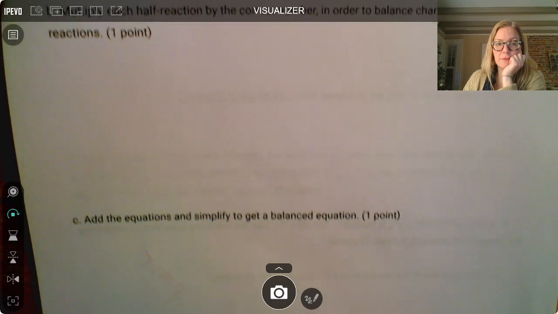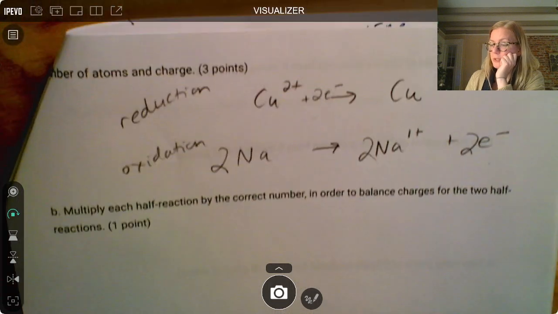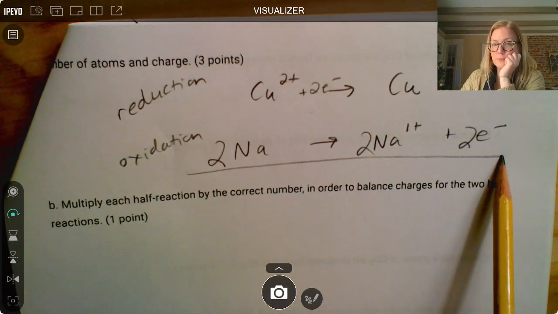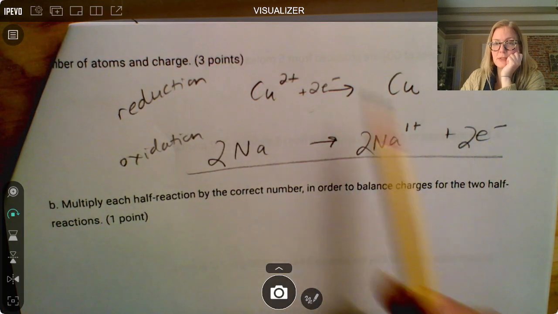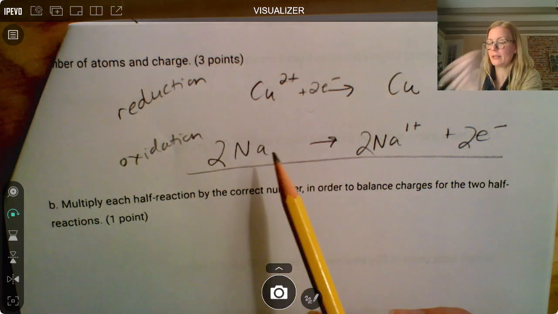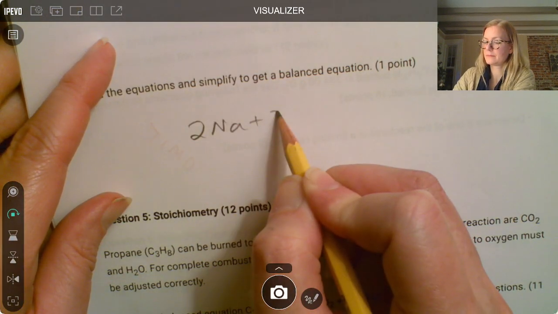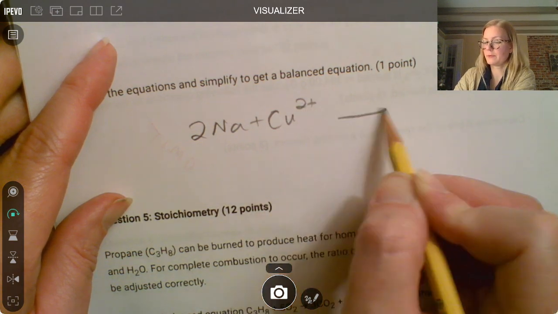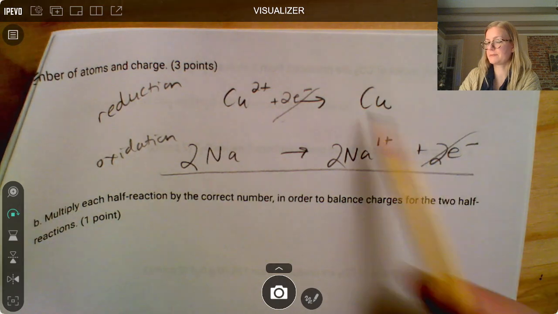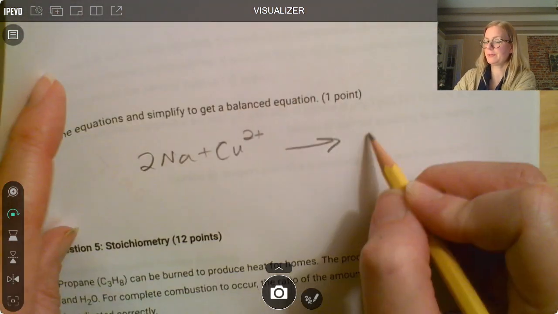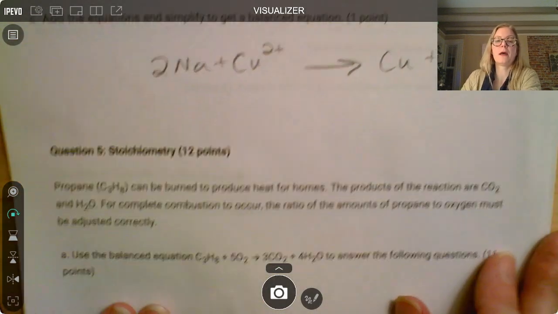And then for part C, add the equations to get a balanced equation. So what you're going to do is take these two, and the electrons, because they're before and after, are going to cancel out. And so what you have before is 2Na plus Cu2 plus before the arrow. And then let's add up like I said, these cancel out, the electrons. And then after the arrow, we have Cu and 2Na1 plus. Like that. Okay. All right.